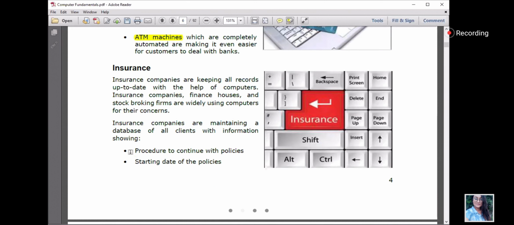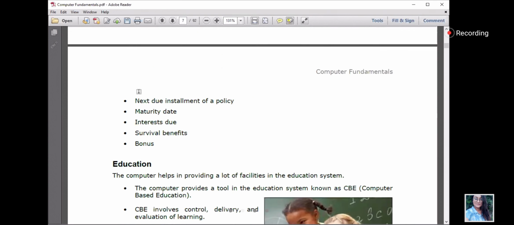Now next thing is insurance. Insurance companies keep up-to-date data records and everything, because a computer has the capability to store a huge amount of data. The policies are also processed using computers. Then the starting date of the policies, the next due installment, and the maturity date are maintained.